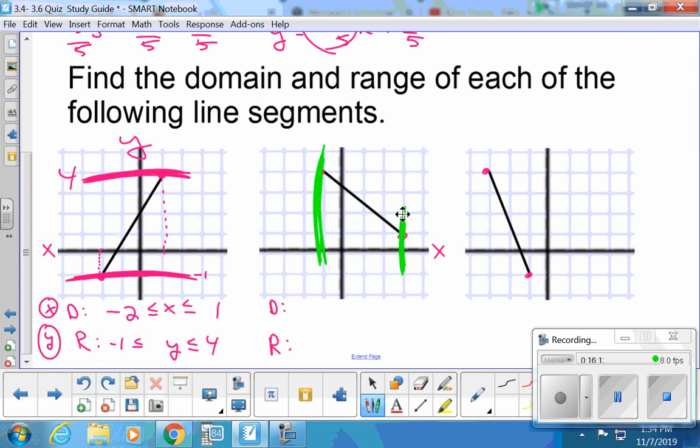Brent's going to give it a try. What do we think the answer is? He said, yup. Well, he had his hand up, so I thought he was volunteering. No. It's basically from -1 to 3. That's where that graph travels on the x-axis. Yeah.